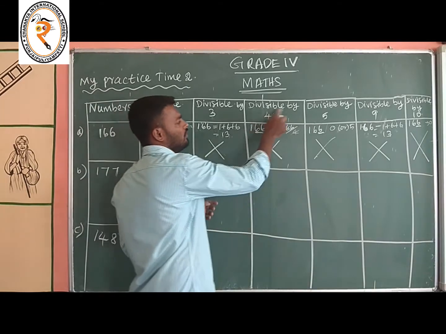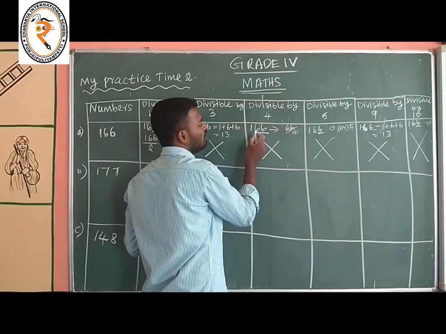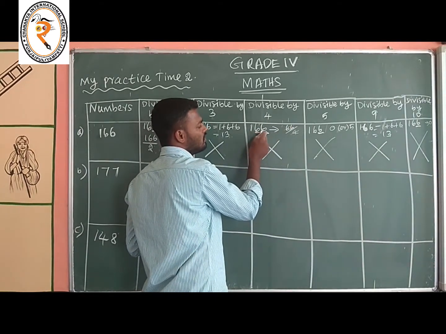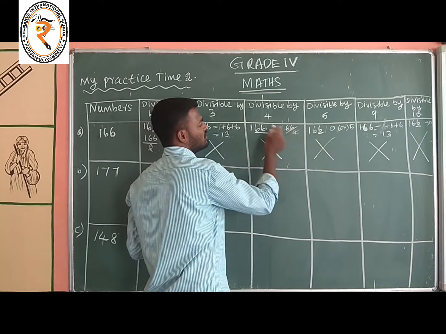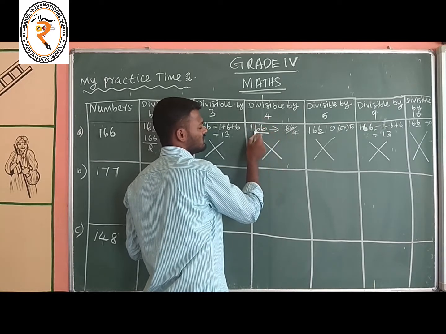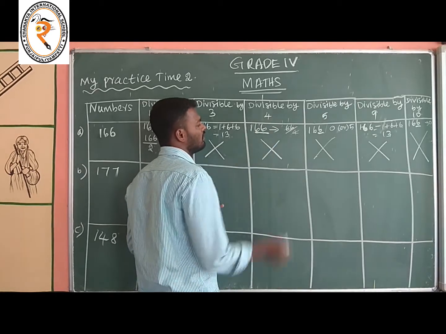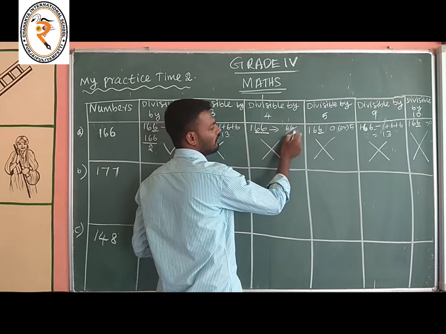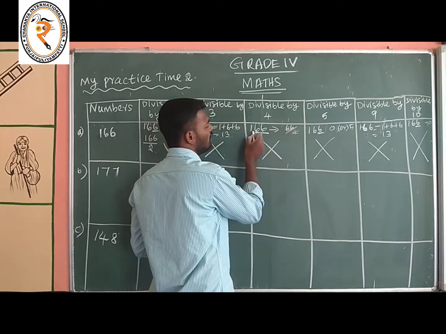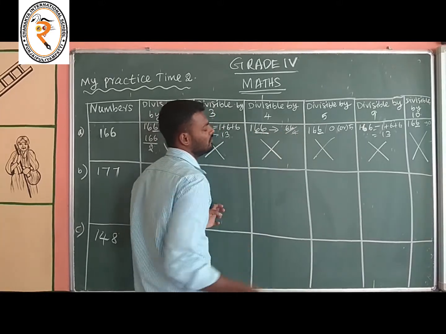Next, divisibility by 4. If the last two digits are 0 or are divisible by 4, the number is divisible by 4. The last two digits of 160 are 60. 60 is not divisible by 4. So 160 is not divisible by 4.